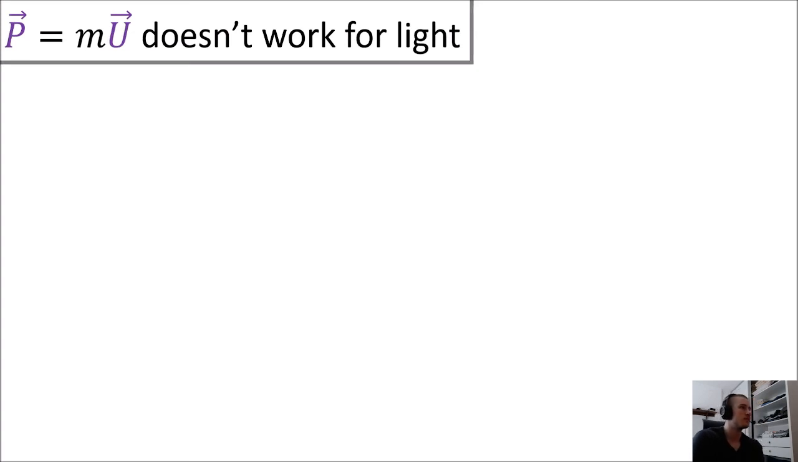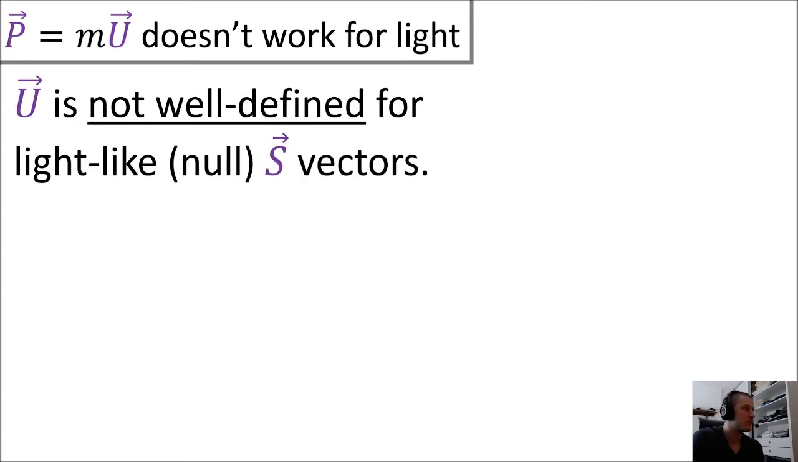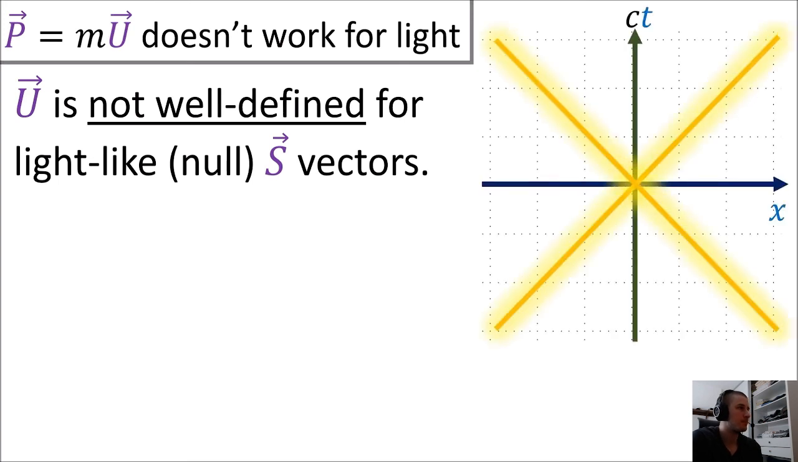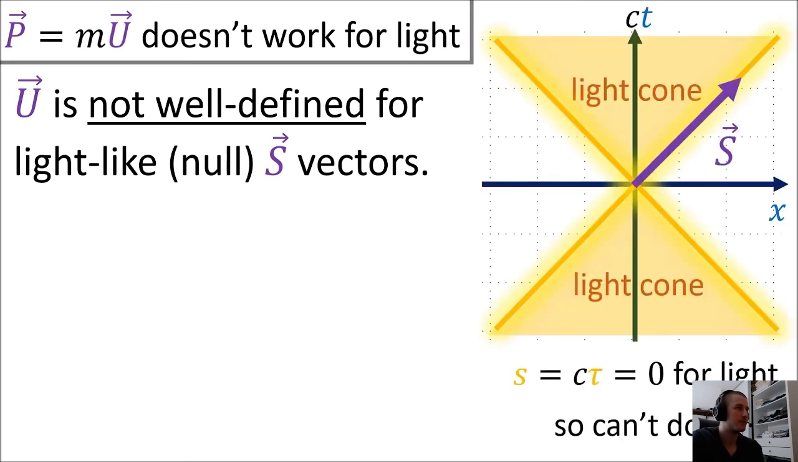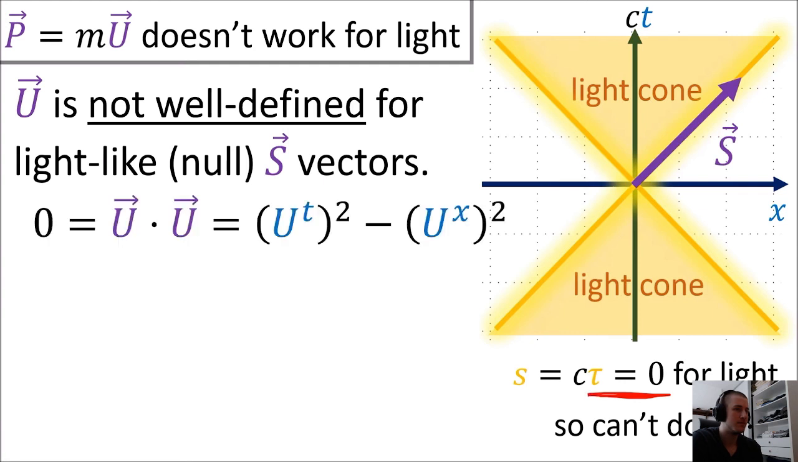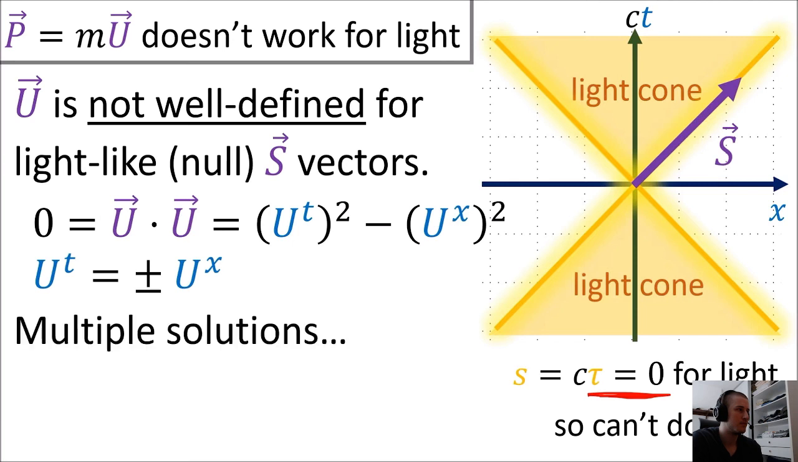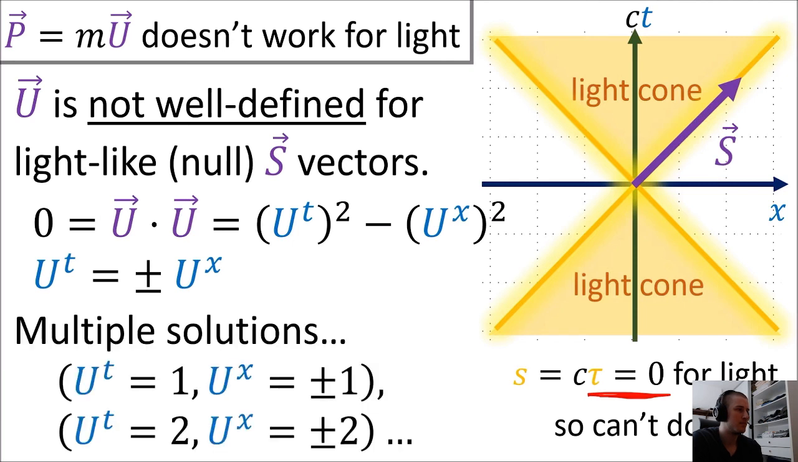momentum of light. The reason is that the 4 velocity big U is not well defined for light-like position vectors. The proper time tau for light-like position vectors is always 0, so it doesn't make sense to take a derivative with respect to tau for a light-like position vector. And if we try to define the components of a 4 velocity vector big U for a light-like trajectory, we end up with ut equals plus or minus ux, so we get multiple solutions for what the 4 velocity components could be. So there really is not a good way to define what the 4 velocity is for light.